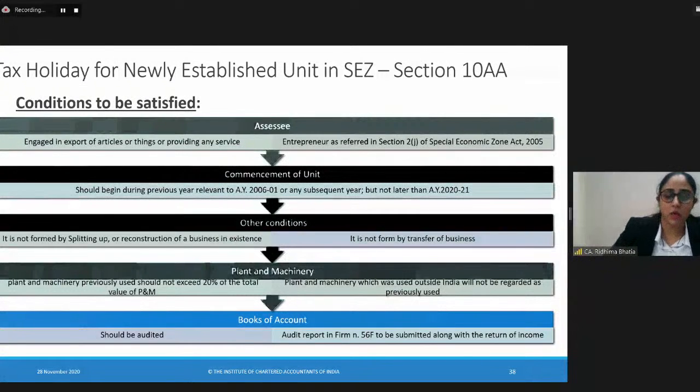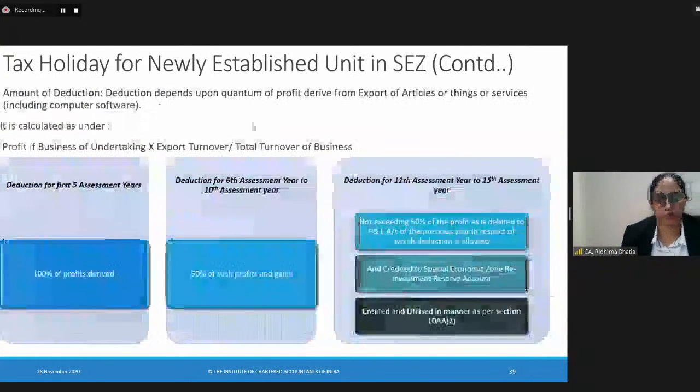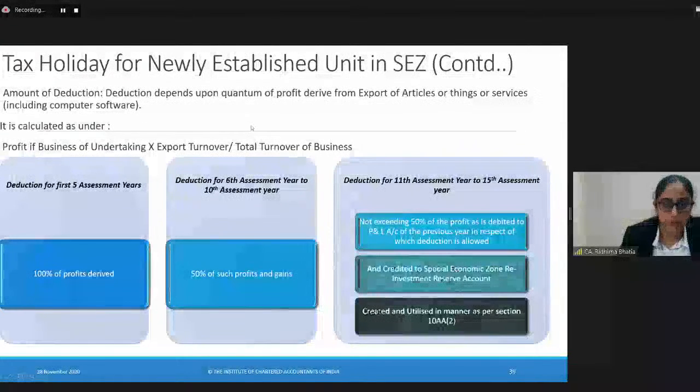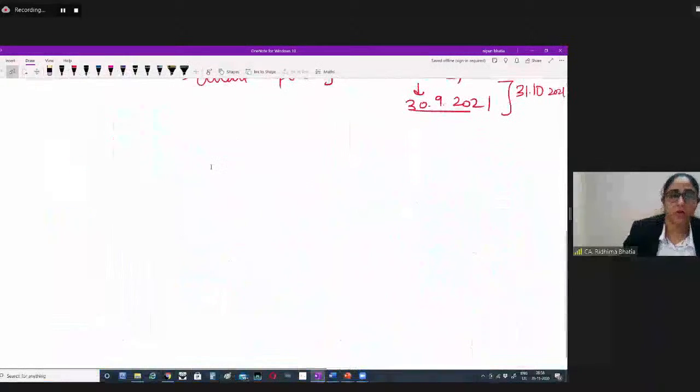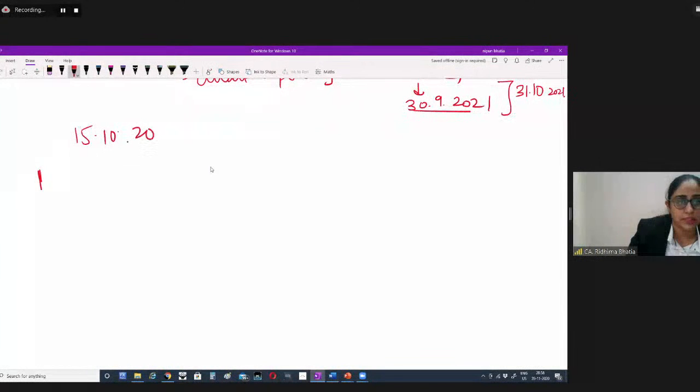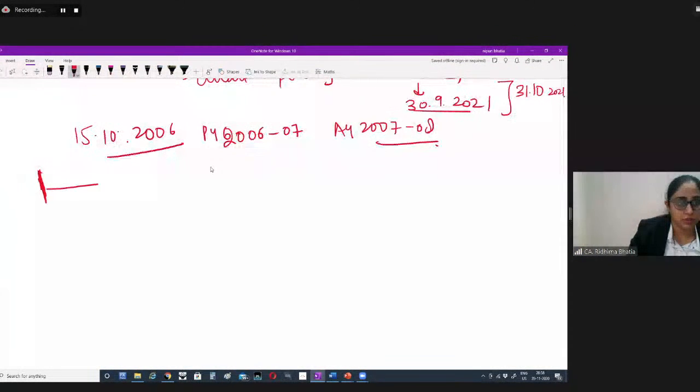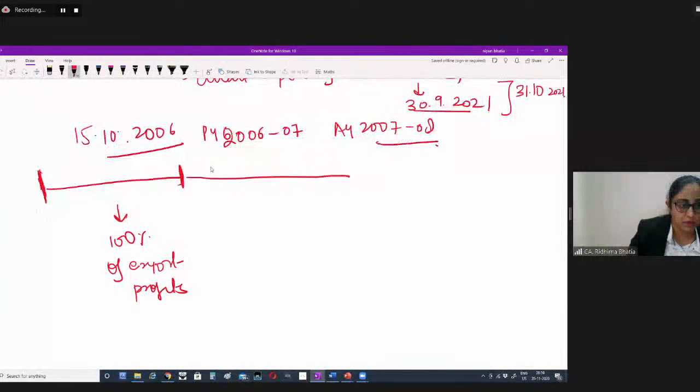Okay. Now the deduction period. You get the deduction of 15 years, but it is subject to, suppose you begin your production say on 15th October 2006. Deduction you are allowed as deduction 100% of export profits.